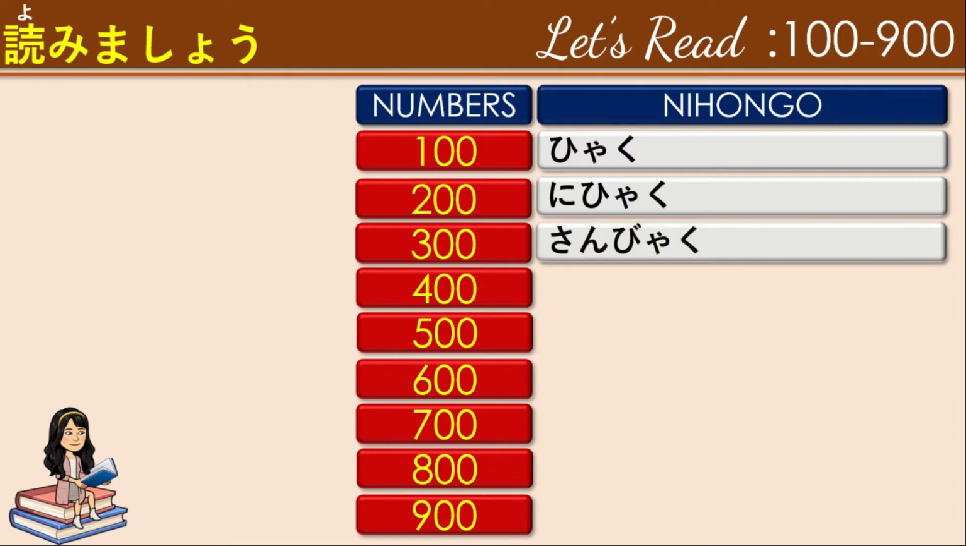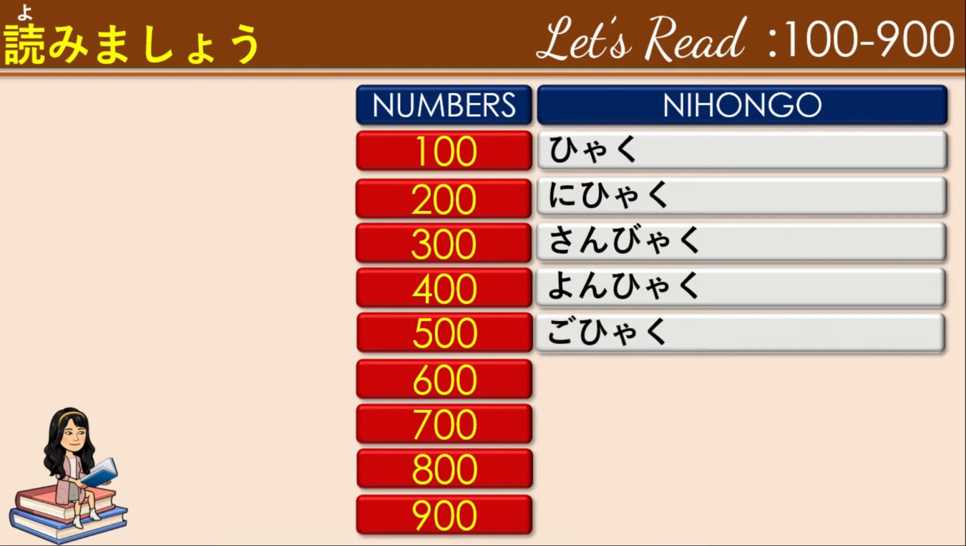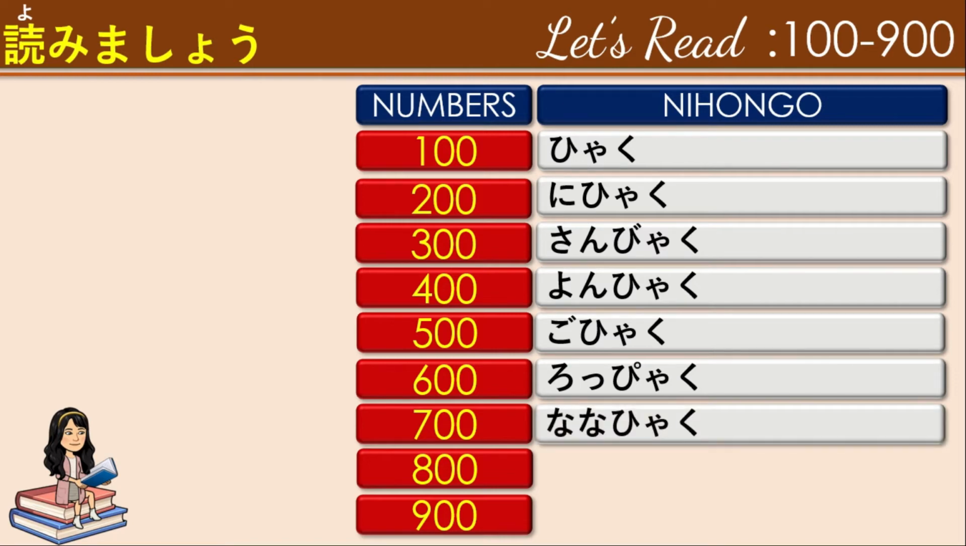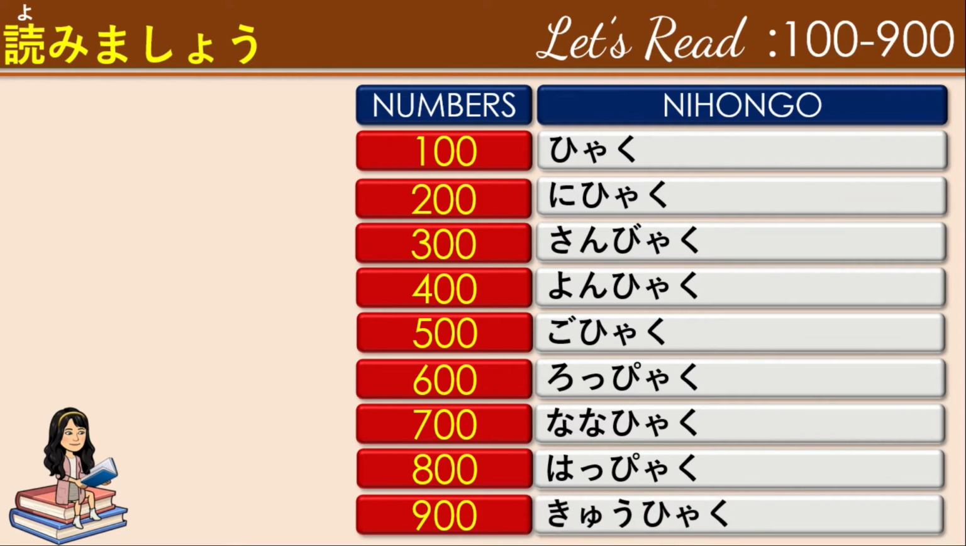300 is sanbyaku. 400, yonhyaku. 500, gohyaku. 600, roppyaku. 700, nanahyaku. 800, happyaku. And 900, kyuuhyaku. I will be showing the Romaji as your guide.